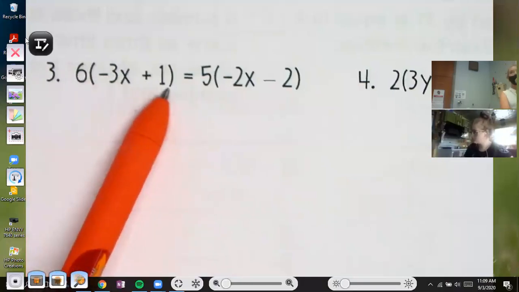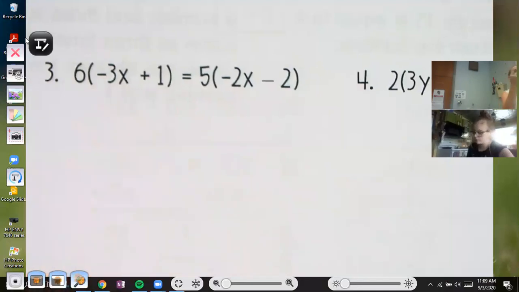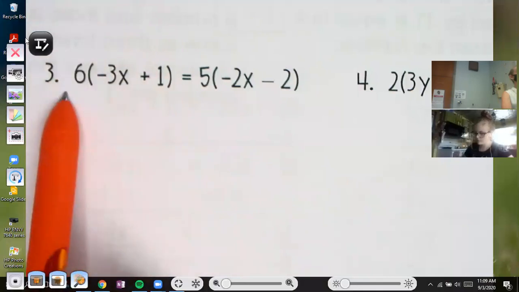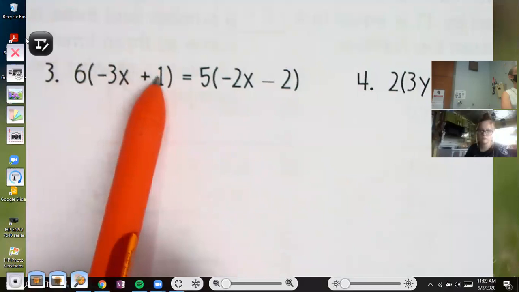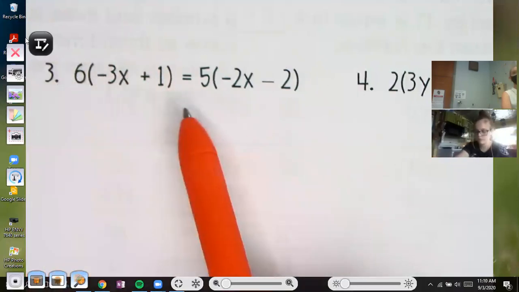What did we talk about last time y'all were in here? We learned a new way. When you had a number on the outside of a parentheses, what do you have to do to it? Distribute it. Okay, so that would be your first step.